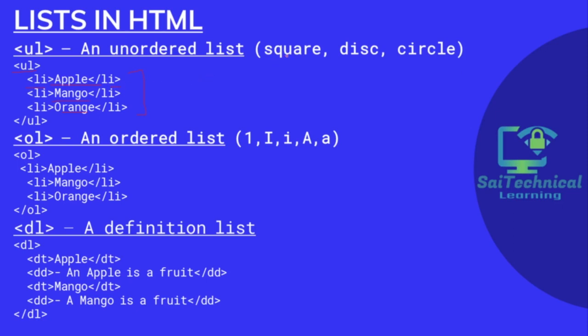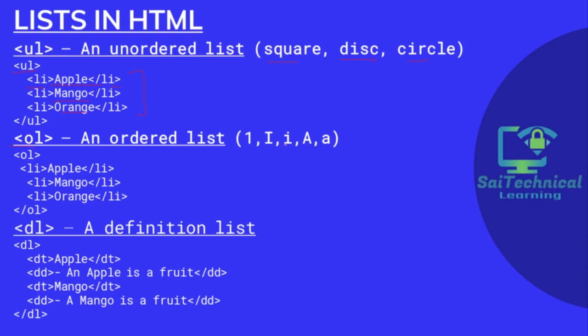Okay, so here we can have the types of UL, that is square, disc and circle. So for UL we can use the attributes like square, disc and circle for the particular type.